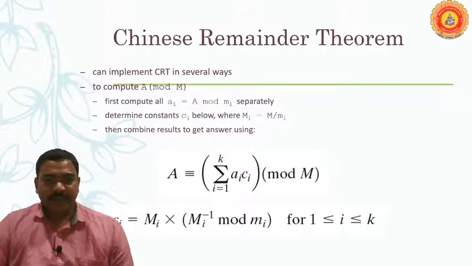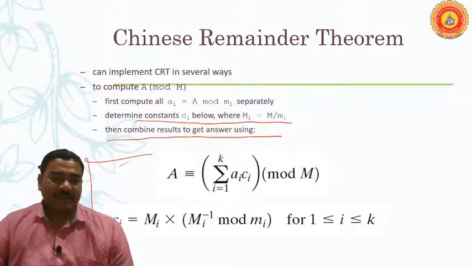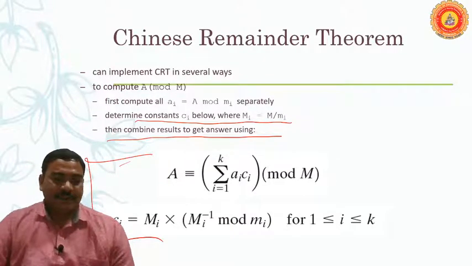Okay, so we can implement the Chinese remainder theorem in several ways. To compute A mod m, first compute all Ai, that is A mod mi, separately. Determine the constants Ci below, where Mi is equal to m divided by mi. Then combine the results to get the answer.